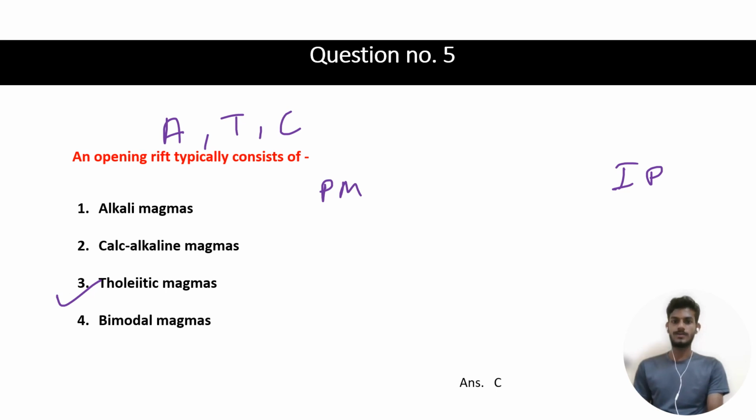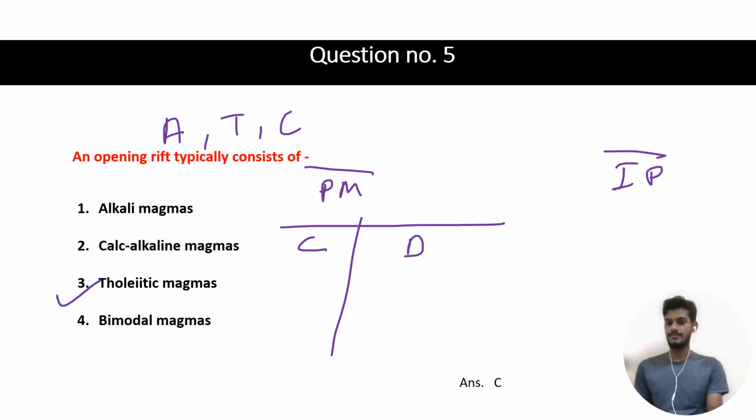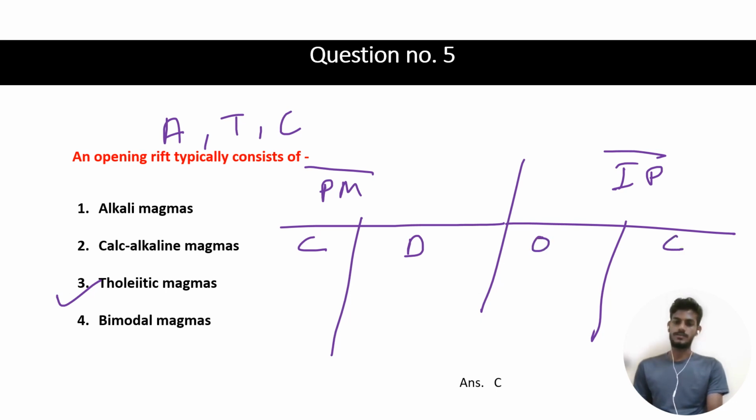Okay, so plate margins means between the two plates, intraplate means within a plate. And between the plate margins you have two types of plate margins, that is convergent and divergent. And within the intraplate you can have two things: either you have the oceanic plate or you have the continental plate.